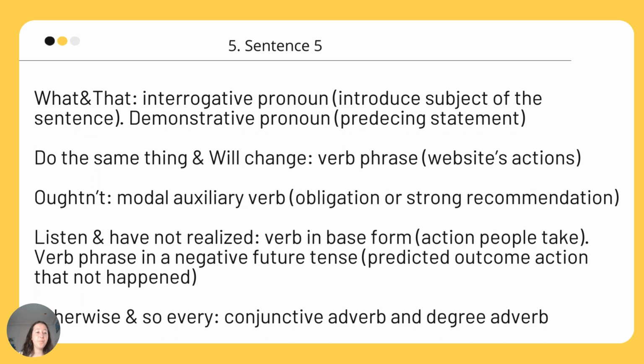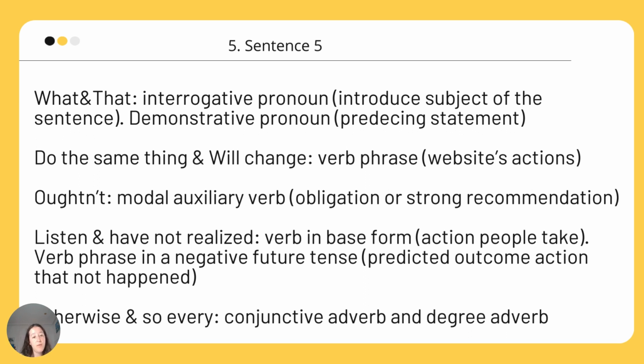And here we have two pronouns. The first one is what, and the second one is that. What is an interrogative pronoun. As we see, it's a WH word, and it introduces the subject of the sentence. And the second example of this category is a demonstrative pronoun, and it refers to a preceding statement.